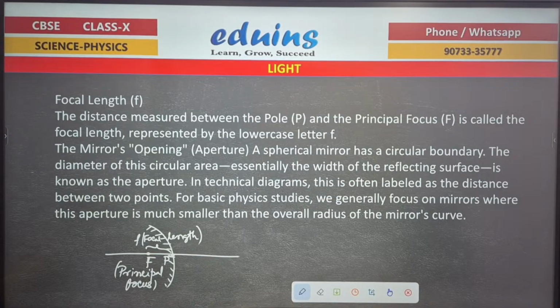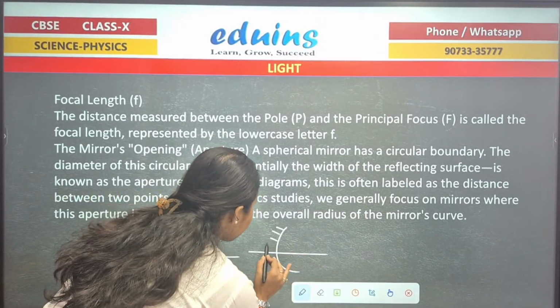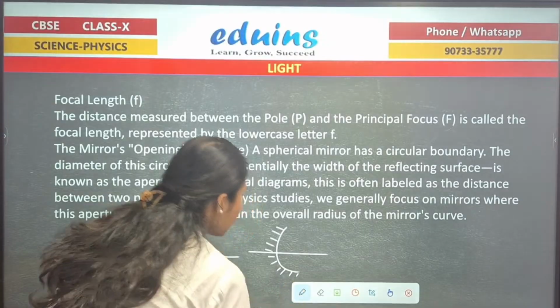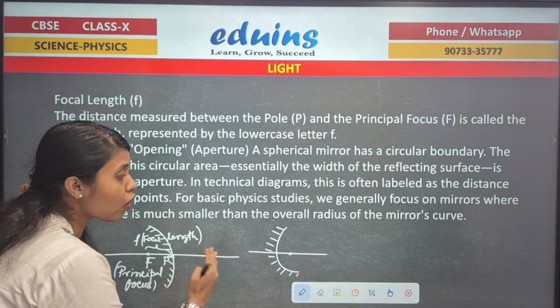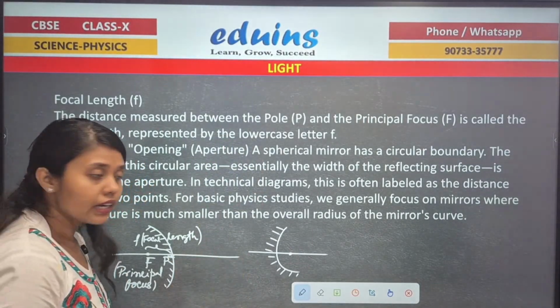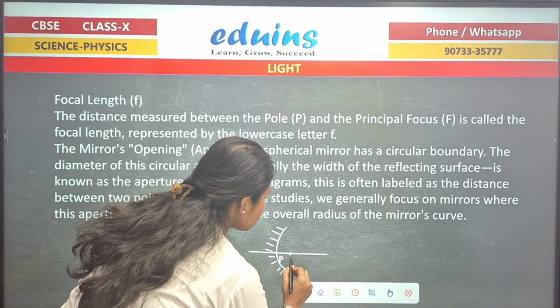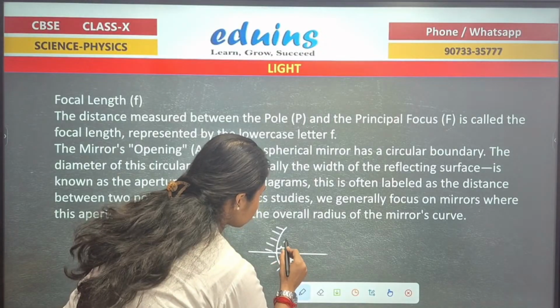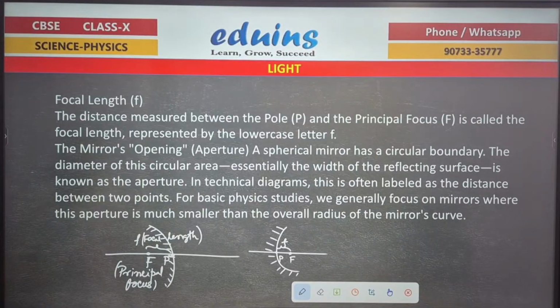Now we also have to know the concave mirror. This is the concave mirror, and the principal focus is situated at the front, the reflecting surface of the concave mirror. From the pole to the principal focus, the distance is the focal length. So this is the focal length for both convex and concave mirrors.